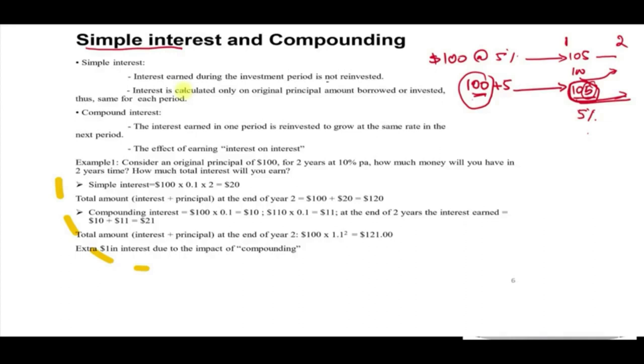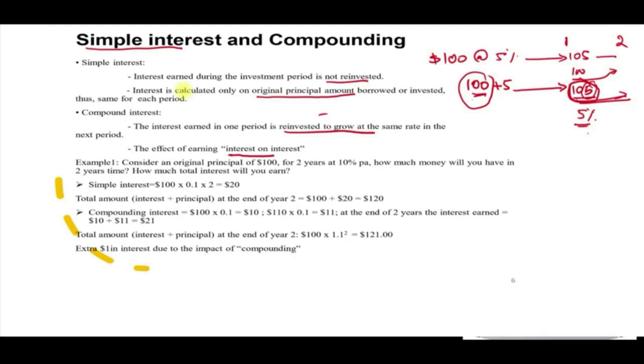For simple interest, the interest earned during the investment period is not reinvested. As you saw in the previous example, 100 would keep on being invested. Interest is calculated only on the principal amount borrowed or invested, thus the same for each period. So whether you invest for 1 period, 2 periods, 3 periods, you are going to get 5, 5 and 5. Compound interest is where the interest earned in one period is reinvested to grow at the same rate in the next period. Same rate means 5%, and for the next period 105 would be reinvested. This is the effect of interest on interest, so you are going to get 5% on 5.